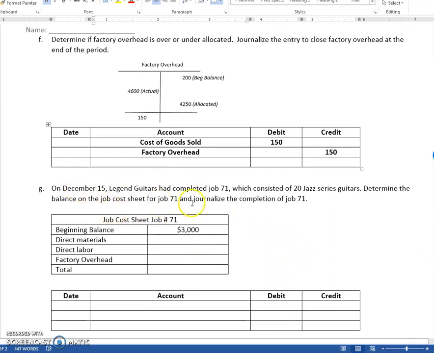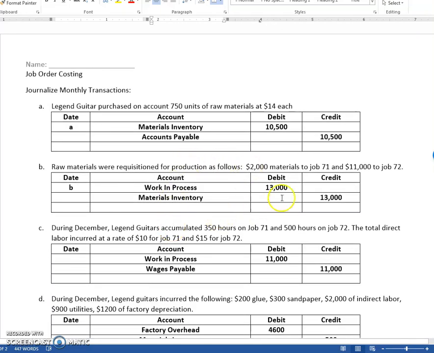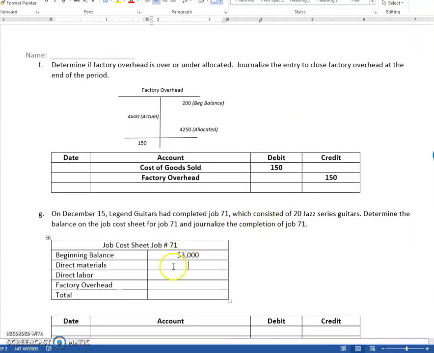Alright, now on December the 15th, we completed job 71, which consisted of 20 Jazz Series guitars. So we're going to look and see how much job 71 cost us. When we started, we had a beginning balance of $3,000. Now let's go see how much direct materials we put to job 71. So we're going to scroll up and find where we had direct materials to job 71. And right here, we had $2,000 of direct materials to job 71. So we'll put in $2,000 right here.